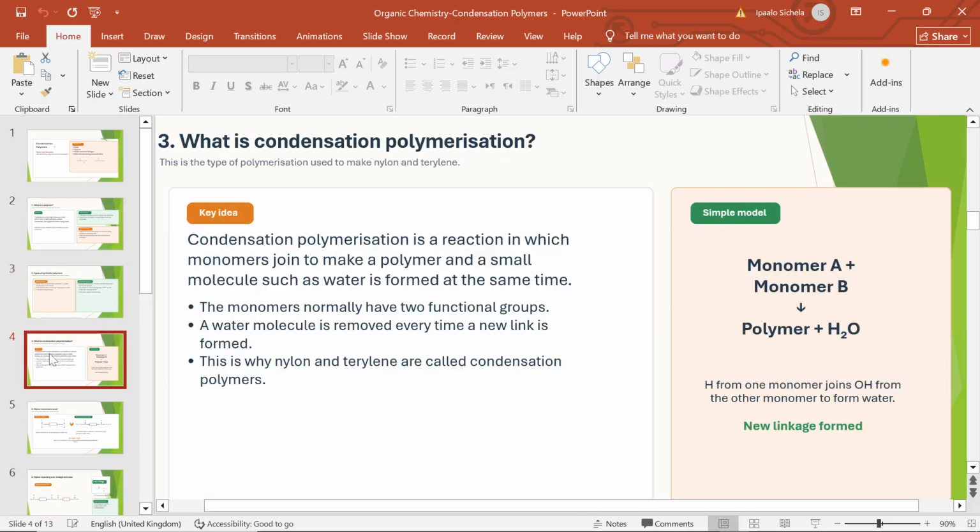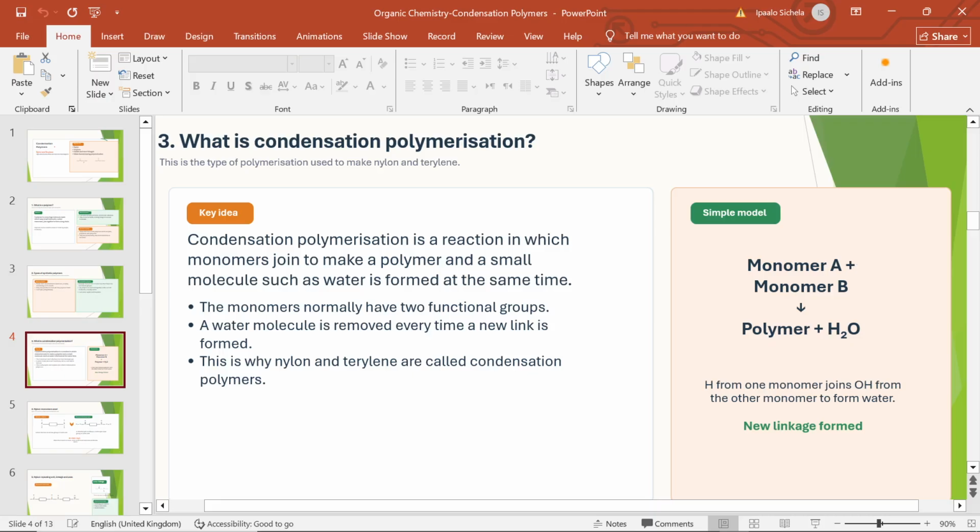So what is condensation polymerization? Condensation polymerization is a reaction in which monomers join to make a polymer and a small molecule such as water is formed at the same time. I already explained that condensation polymerization is a process where two different monomers combine to form a polymer, and a small molecule such as water is formed at the same time. So monomers will be combined and the polymer will be formed as well as water.